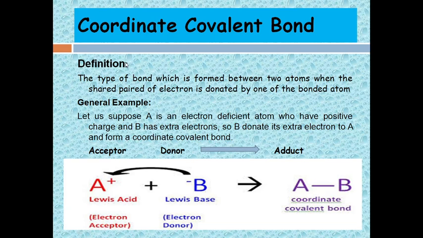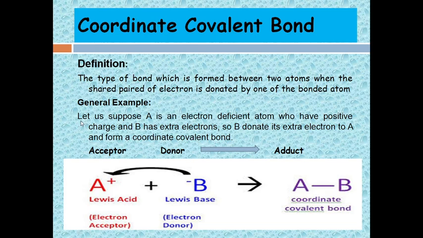What is a coordinate covalent bond? The type of bond which is formed between two atoms when the shared pair of electrons is donated by one of the bonded atoms. In this bond, one atom donates its electron pair to the other atom. So a coordinate covalent bond is formed.